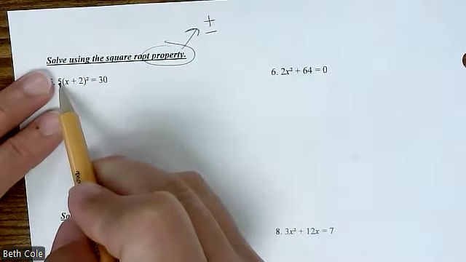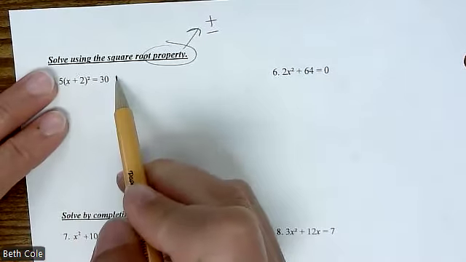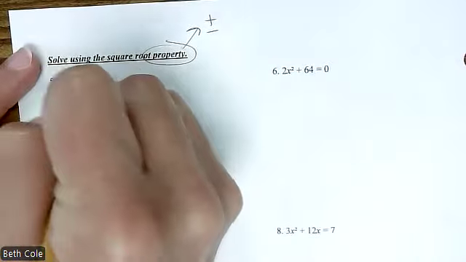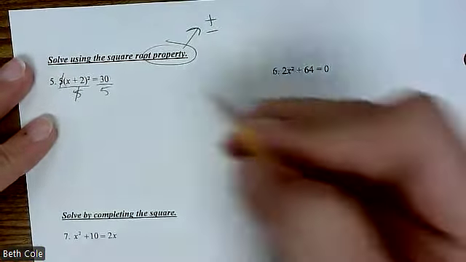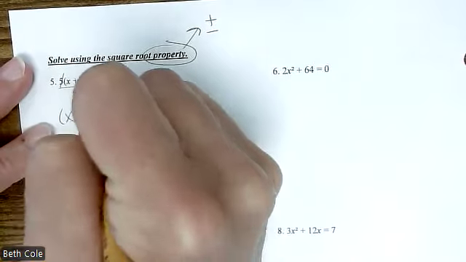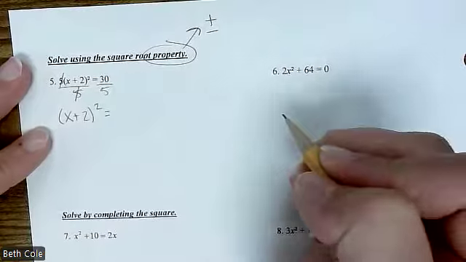How would you move this 5 to the other side? Yeah, divide both sides by 5. This is just regular old algebra, like solving an equation. Just divide by 5. You get x plus 2 squared equals what? 6?